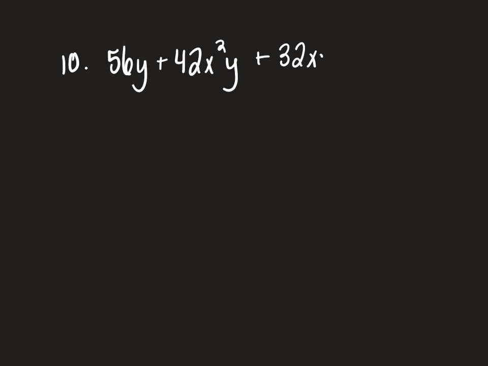So, okay, so number 10 is 56y plus 42x squared y. Okay, so for this one, I would put it in order of descending exponents first. So if you look at the x's, you've got an x to the third, an x squared, an x, and then something without x. So I would rearrange it first.